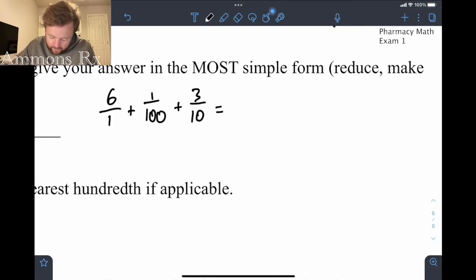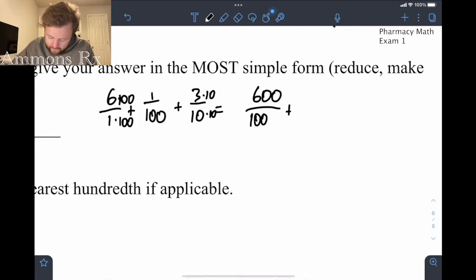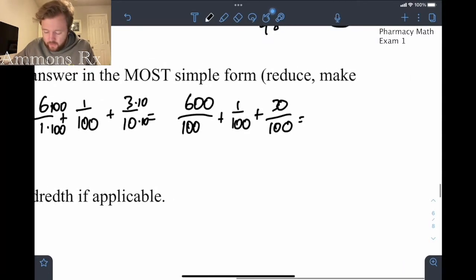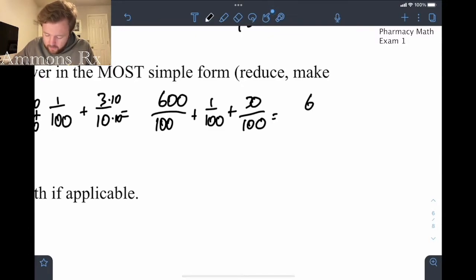Okay, I'm going to go ahead and convert those to 100. So I need to do that times 100. I need to do this times 10. So that is 600 over 100 plus 1 over 100 plus 30 over 100. Okay, so 631 over 100.